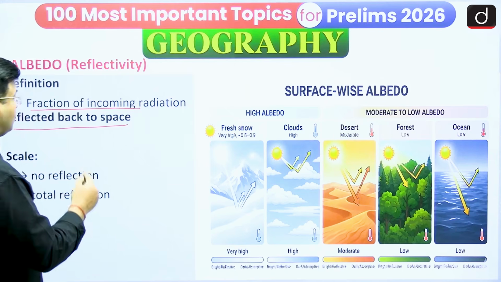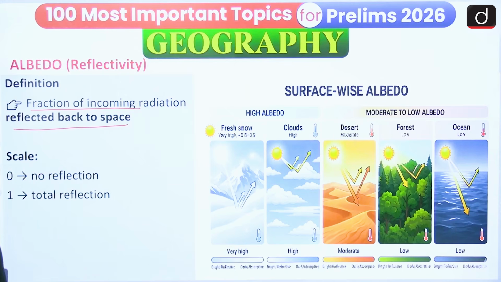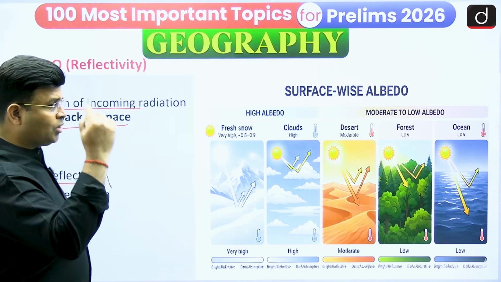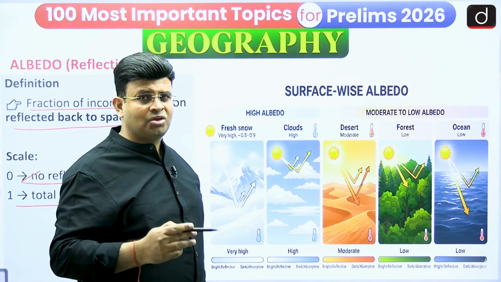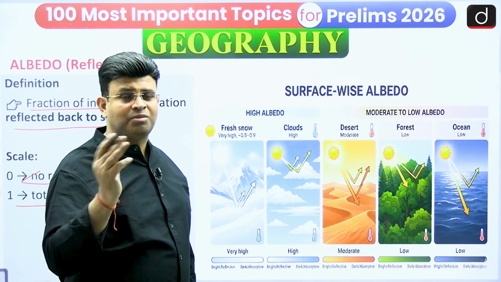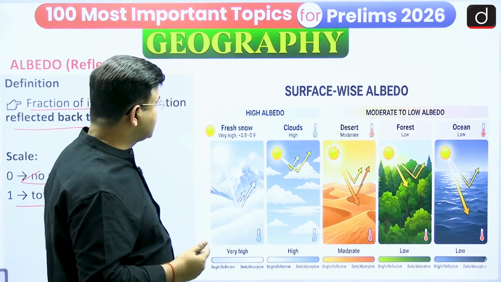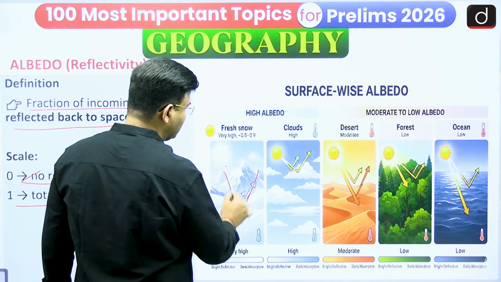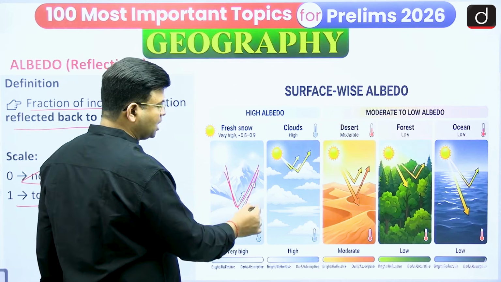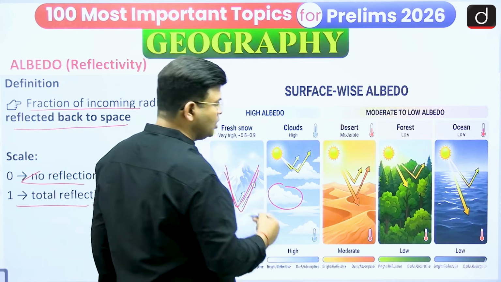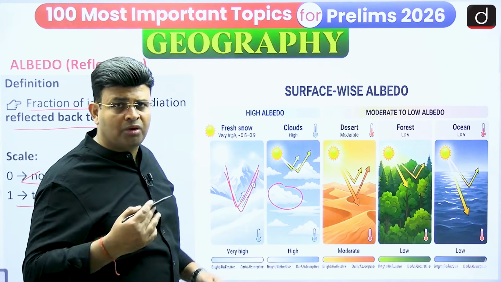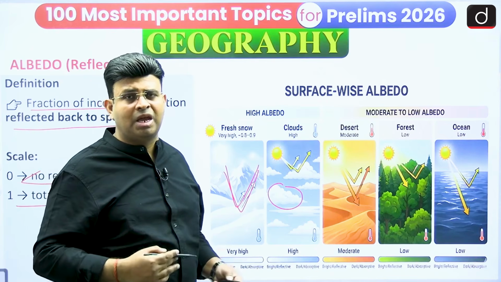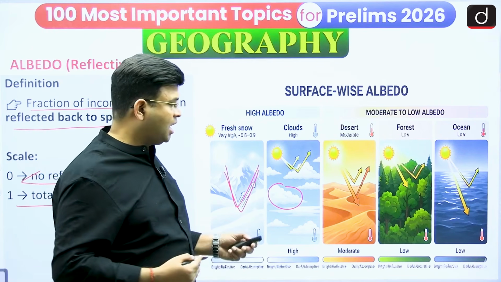When it is 0, there is no reflection, and when it is 1, there is total reflection. Ice is like 1, meaning whatever comes is reflected. So the ice surface has a high albedo. After that, cloud also has high albedo. Whatever has more albedo will reduce the temperature.